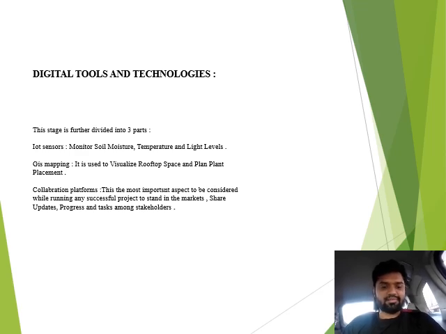Next is GIS mapping. GIS mapping is used to visualize rooftop space and plant management. If you have to create certain projects, planning is the most important stage. So we need to create a plan and be involved in that.